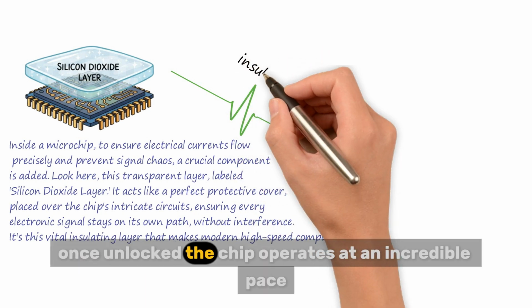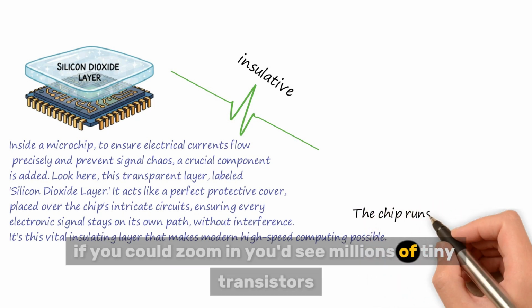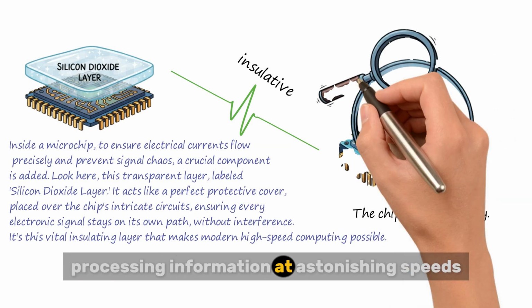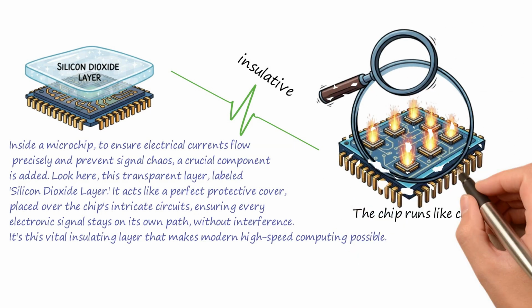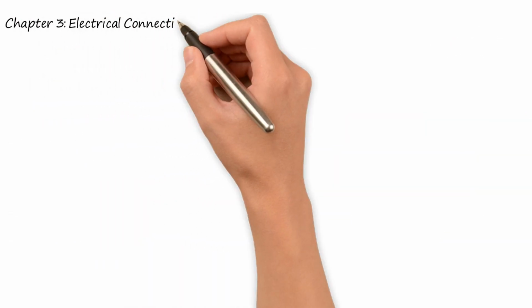Once unlocked, the chip operates at an incredible pace. If you could zoom in, you'd see millions of tiny transistors flickering in perfect synchronicity, processing information at astonishing speeds. It's this vital insulating layer that makes modern high-speed computing possible.